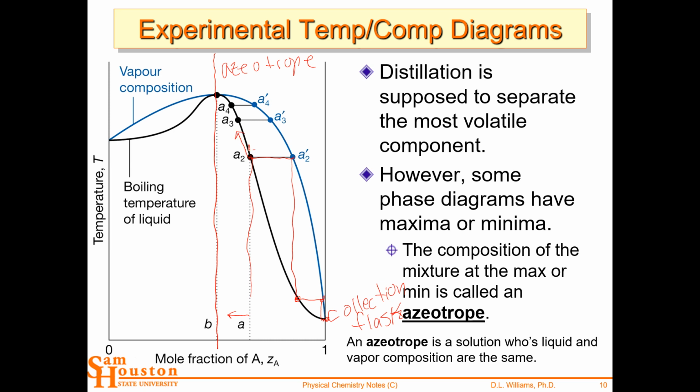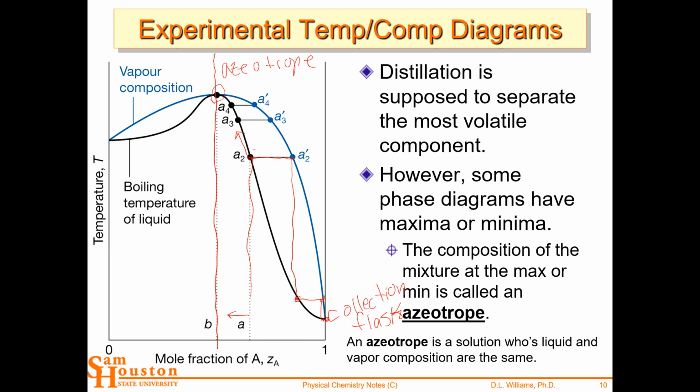So you can monitor the still boiling point, and it's going to get higher and higher, and then it's going to plateau until you get the azeotrope. So the azeotrope is going to get stuck in the still, and you're going to boil off all the excess B, all the excess A in this particular diagram.